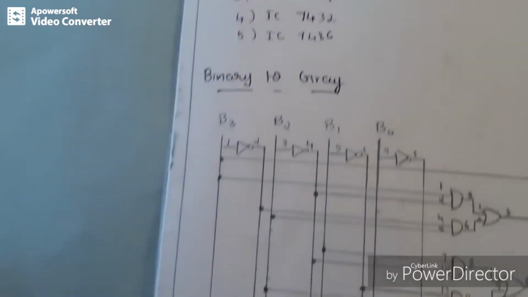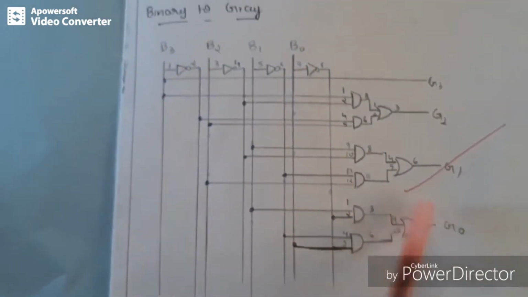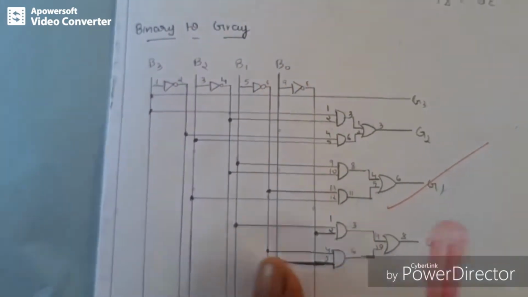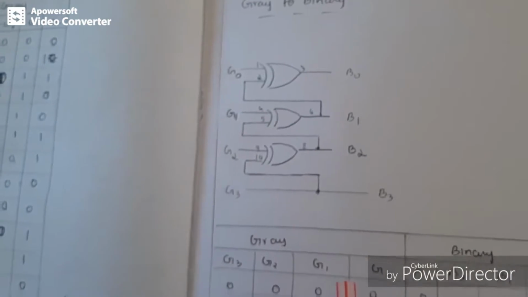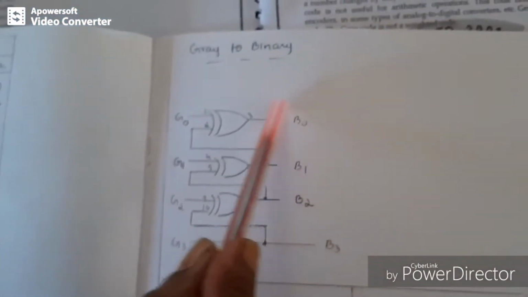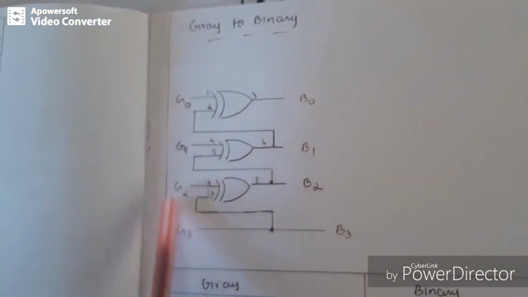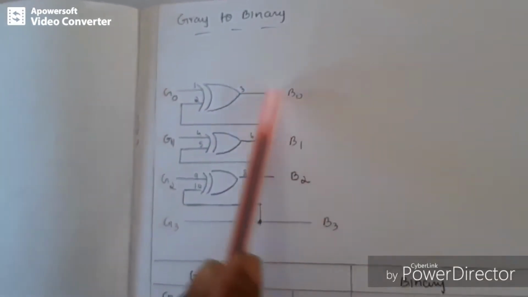The circuit diagram for this one is, this is a circuit diagram, binary to gray and gray to binary. Because of implementation complexity, we are using exclusive OR gate and we have a simplified circuit diagram.